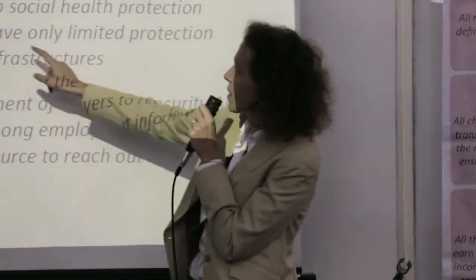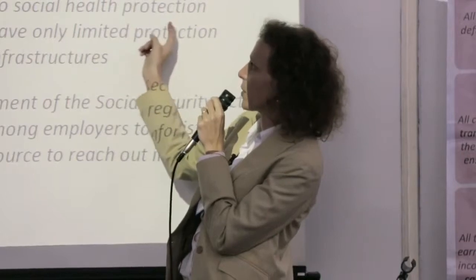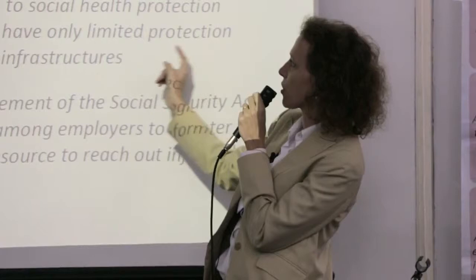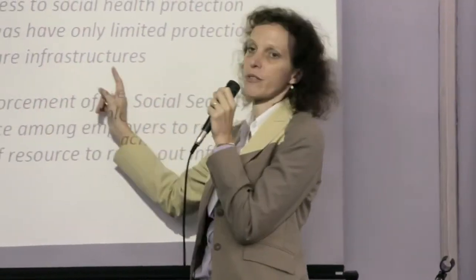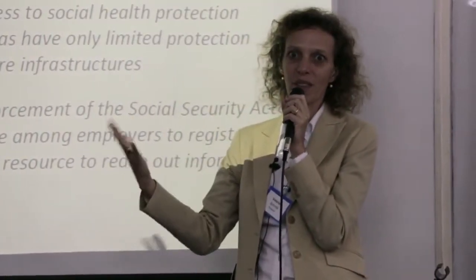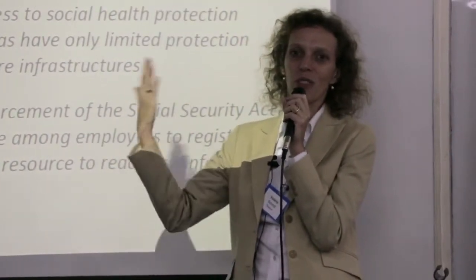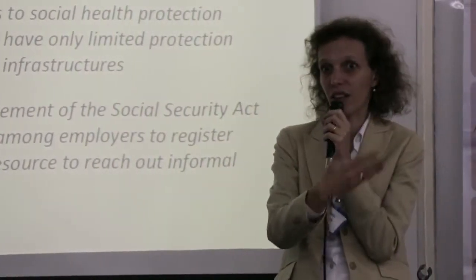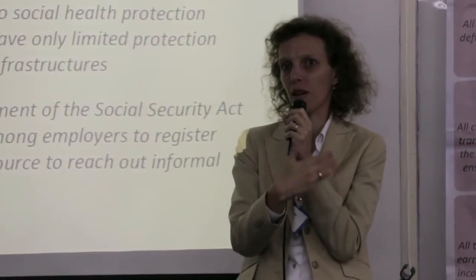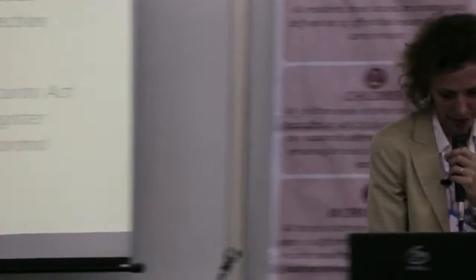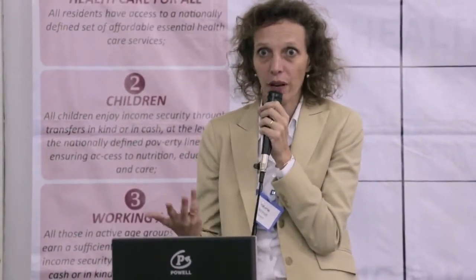Also another one is, despite universal access to social health protection, people from rural areas have only limited protection due to poor healthcare infrastructure. I think we discussed that already several times. You have a beautiful health insurance scheme which covers everybody, but in rural areas, the health facilities may not be of the proper quality, and therefore people don't really have access. So here again, implementation issues, you have different types.